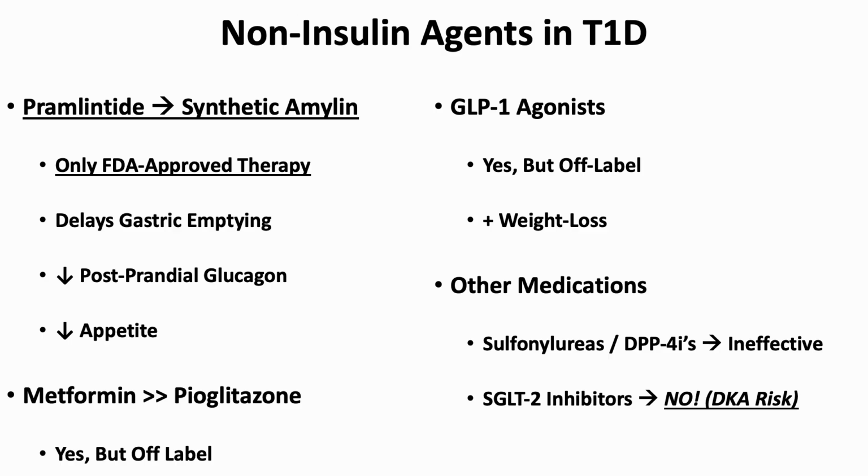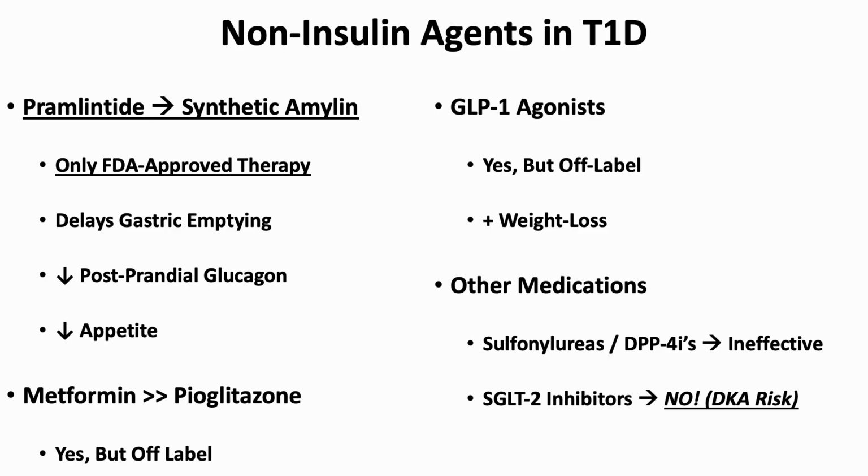Any of these other therapies are off-label, so we use metformin a decent amount to help with insulin resistance for maybe patients with a little bit higher BMI or struggle with insulin resistance. GLP-1 agonists, we do use them a lot if we can get them approved. Again, it's off-label, and it's really just to help them with weight loss and insulin resistance, and actually it works quite well in patients who have some insulin resistance. And there's really no risk of DKA or other issues in patients with type 1 diabetes. The main issue is getting them approved. Other medications, sulfonylureas, DPP-4 inhibitors don't work.